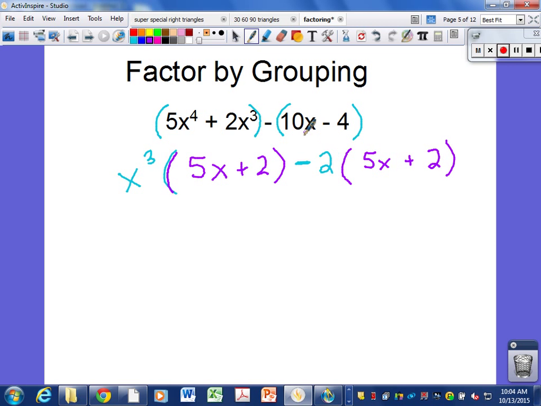If both of these terms are minuses, you have a minus in common, and then this becomes a plus. Because when we distribute, this is where you get your negative 10x, and this is where you get your negative 4. So what's the same? 5x plus 2. Isn't that pretty obvious when I do it in color? And what's left over? X cubed minus 2.